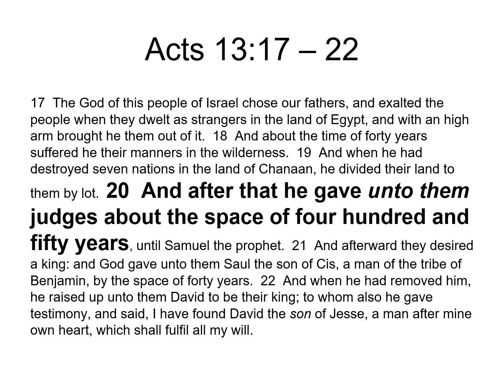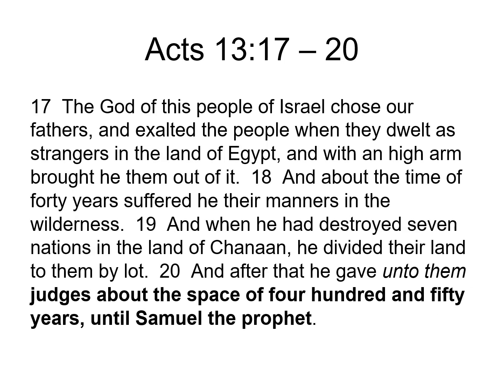So we are going to take a quick look at a few points Paul makes that will not only show how he is actually in agreement with 1 Kings chapter 6, but also clarifies the king's account. So Paul discusses a few key events in verses 17 through 20, where he says, "The God of this people of Israel chose our fathers and exalted the people when they dwelt as strangers in the land of Egypt, and with a high arm brought he them out of it.